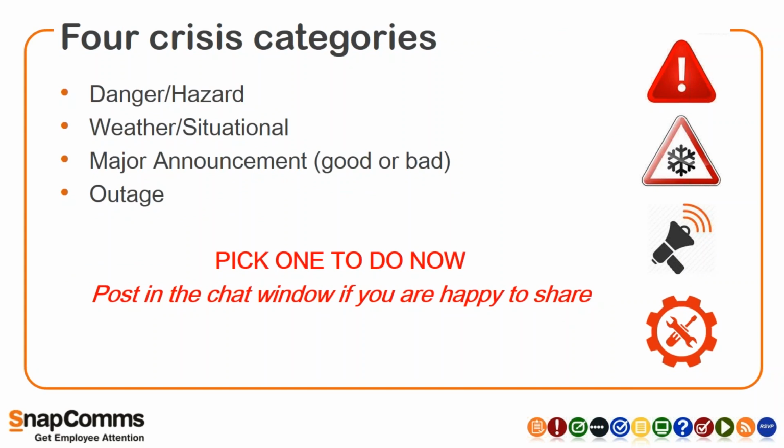Some sort of danger emergency situation where specific people are threatened, weather situation or a site situation. Then there's, of course, major announcements, the sort of PR type announcements. We've had a recall, our CIO has left, whatever it might be. And then, of course, system outages. That's such a massive one, an outage that impacts the business.